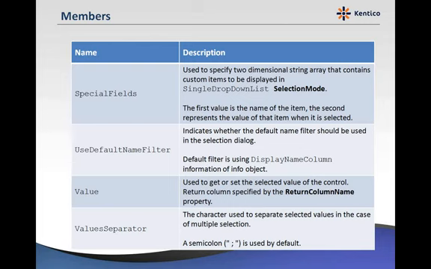There are a few others. The use default name filter property, as you've seen, is used to turn off the default name filter displayed in the title of the selection dialog. The value contains either information on a single item or multiple items. In that case, the multiple items are separated by a semicolon by default, or by your custom character if you specify the value separator. So you use the value to access the selected items or the items selected in the selection dialog.